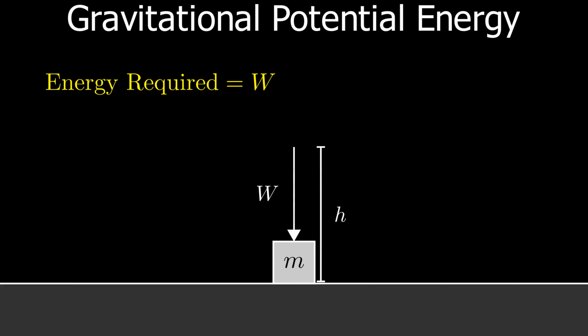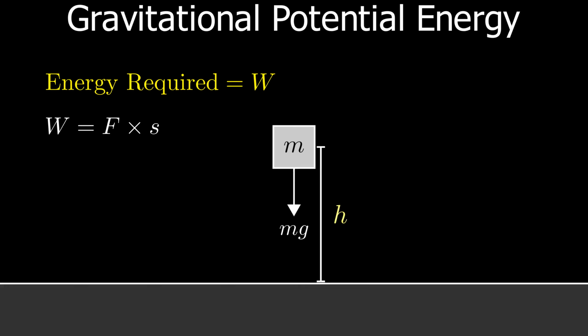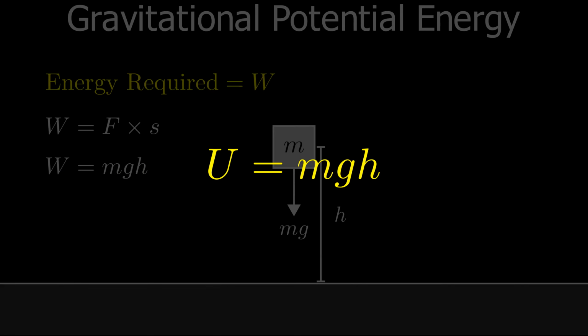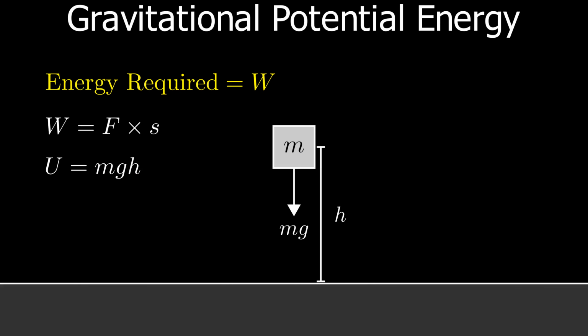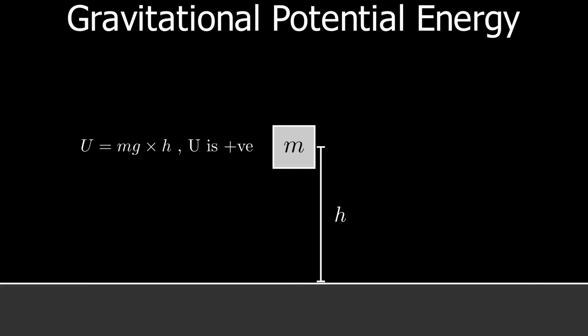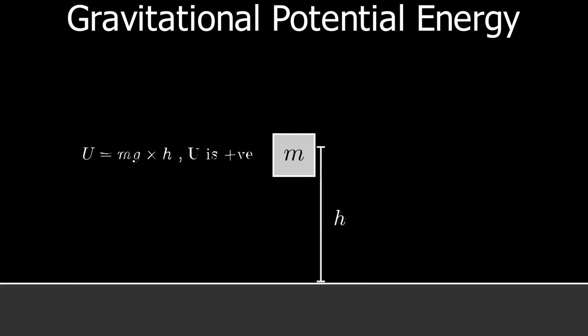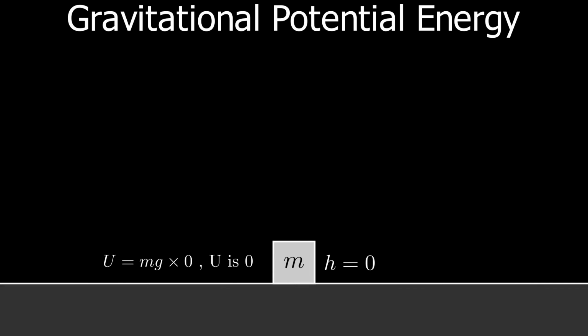As we know, work done is equal to force times displacement. In this case, force is the weight of the object and displacement is its height from the ground. And this is the derivation for the formula of gravitational potential energy. Here, the ground is taken as the reference point for the calculation. So, any object above the ground will have positive potential energy and zero on the ground.